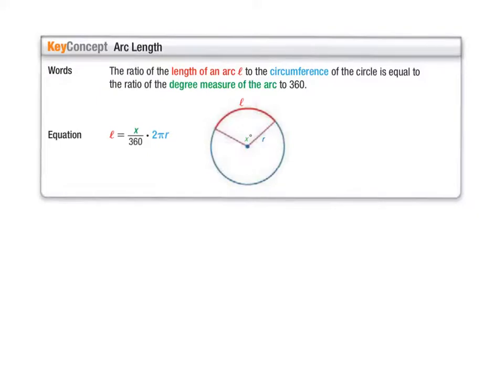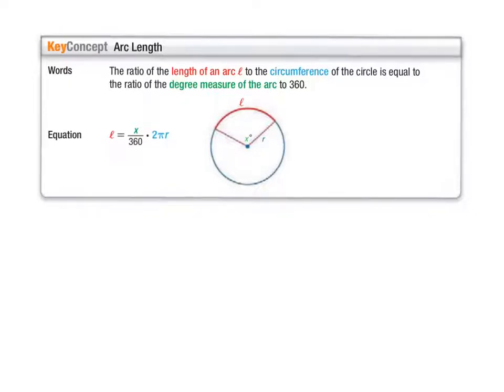All right, and here's the formula. If you were able to find it, I'm really impressed. Congratulations, that is awesome. Here's what it is. The arc length is going to be equal to whatever the angle measure is divided by 360 degrees times the circumference of a circle. And the circumference, you can either say 2 pi r like they have here in the equation, or you can say pi times the diameter.